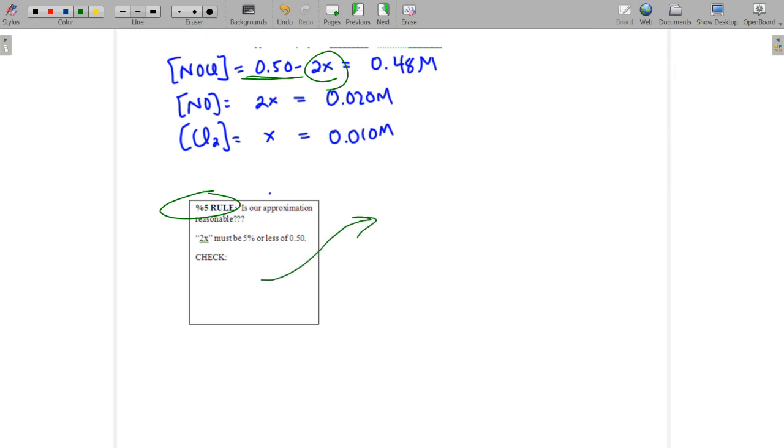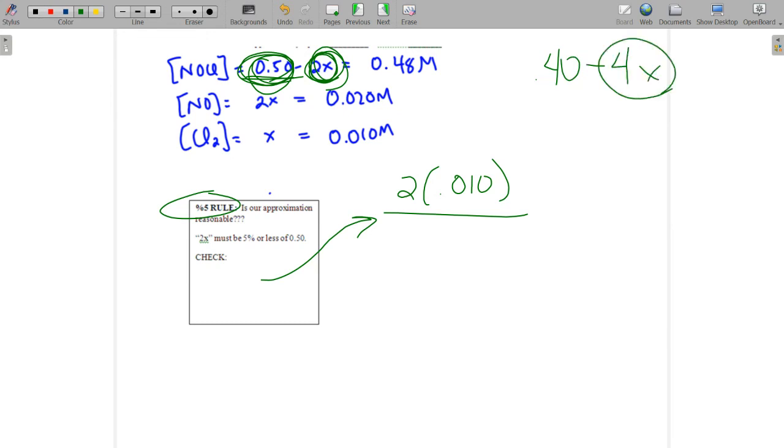I'm going to actually show it out here instead of in that little box. You can put it in the little box if you want to, but here's what you're going to do. What is 2x? 2x in this case is 2 times 0.010. And we need to divide that by our initial. So here's the real story: you've got to figure out if whatever you're subtracting is less than 5% of whatever you're subtracting it from. So if pretend this was like 0.40 minus 4x, then your 4x here would have to be less than 5% of your 0.40. That's what you need to do.